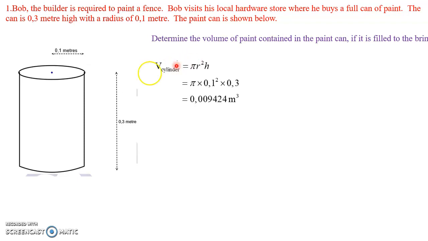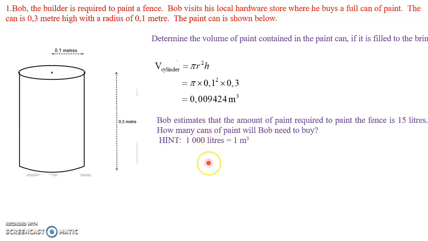To calculate the volume of paint means I have to calculate the volume of this cylinder. Volume is pi r squared h. I know the value for r is 0,1. I know the value for the height is 0,3. I end up with a volume which is 0,009424 meters cubed. A simple calculation.